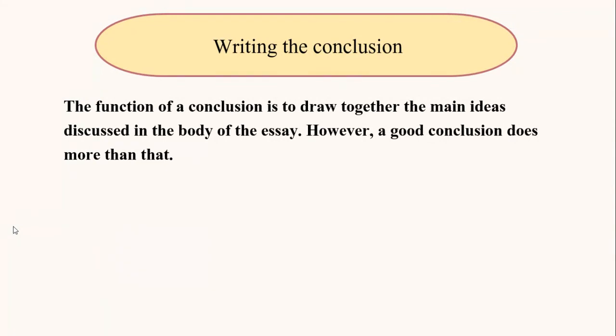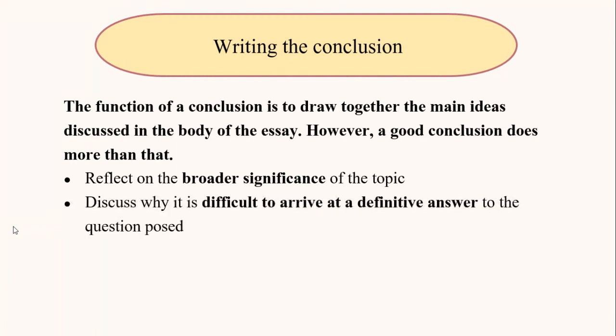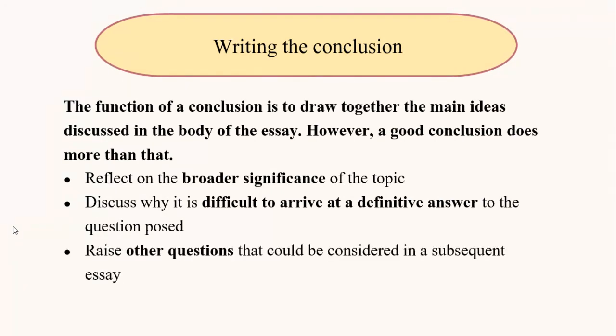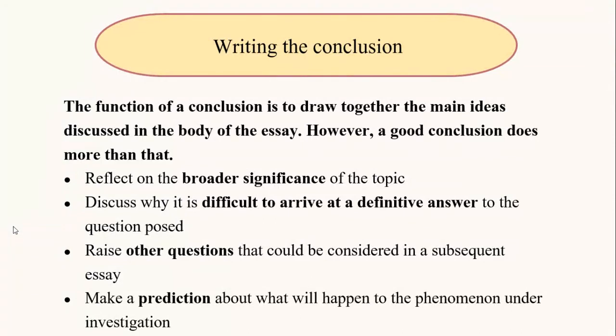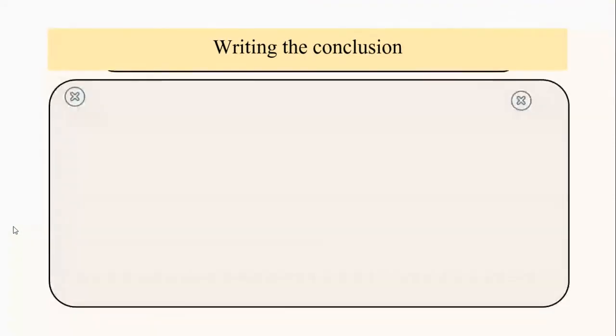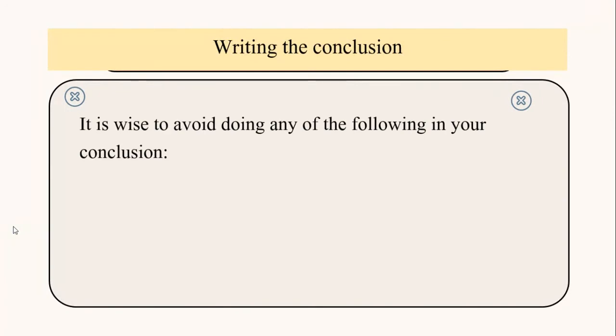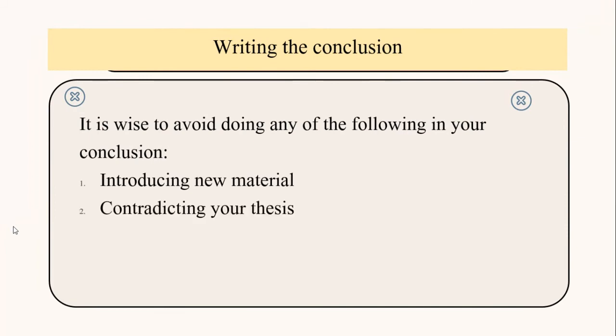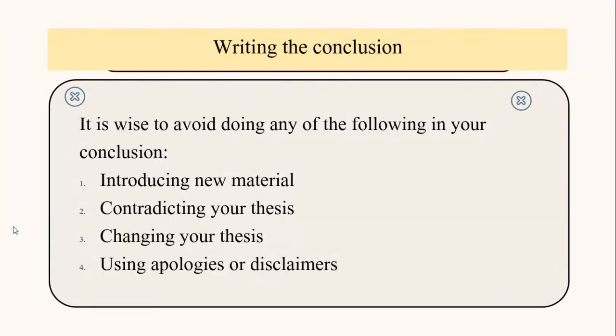The function of the conclusion is to glue together the main ideas discussed in the body of the essay. However, a good conclusion does more than that. It reflects on the broader significance of the topic, discusses why it is difficult to arrive at a definite answer to this question or to the question posed earlier, raises other questions that could be considered in a subsequent essay, makes a prediction about what will happen to the phenomenon under investigation. Now, you have to be careful not to do what? It is wise to avoid doing any of the following in your conclusion: introducing new material, contradicting your thesis, changing your thesis, or using apology or disclaimer.